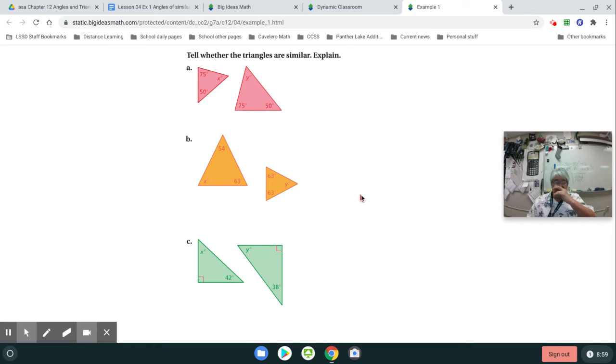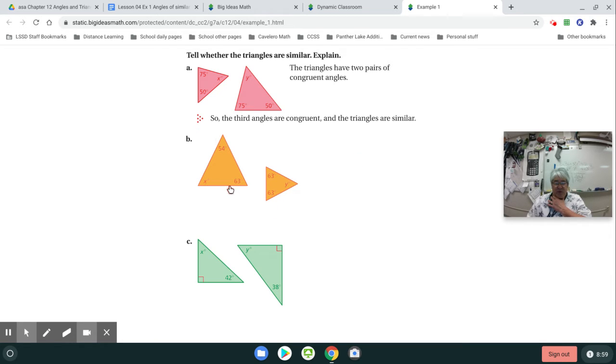Okay. Problems. I love technology. Are these similar? This is 75, this is 75, this is 50, this is 50, this is X, this is Y. If they have two pairs of congruent angles, the third ones must be congruent. So yes, they must be similar.